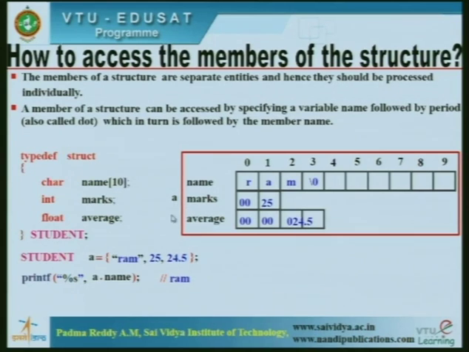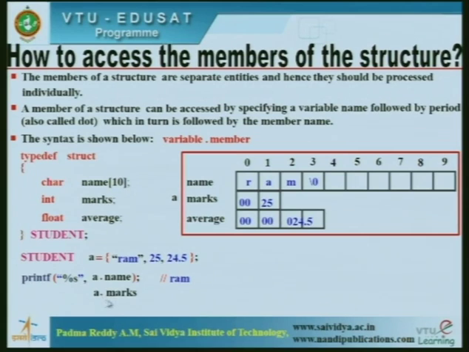Next, now tell me, to access marks, what should I do? First I have to write A followed by what? Dot followed by marks. If you observe the general syntax, it is something like this. First we write the variable, then write dot followed by the member name. So what is the variable here? A. It has to be followed by dot, then followed by what? Marks here. So I write A followed by dot, and that dot has to be followed by marks.